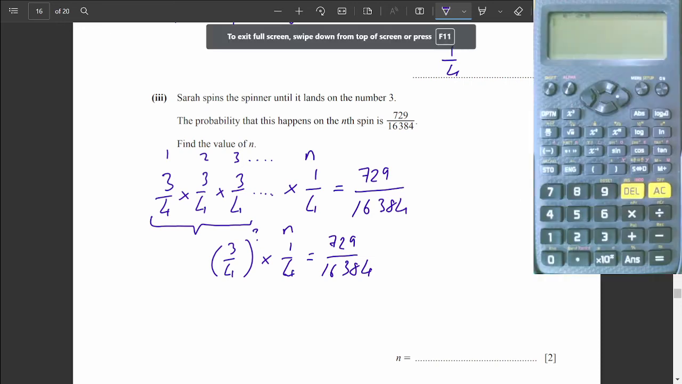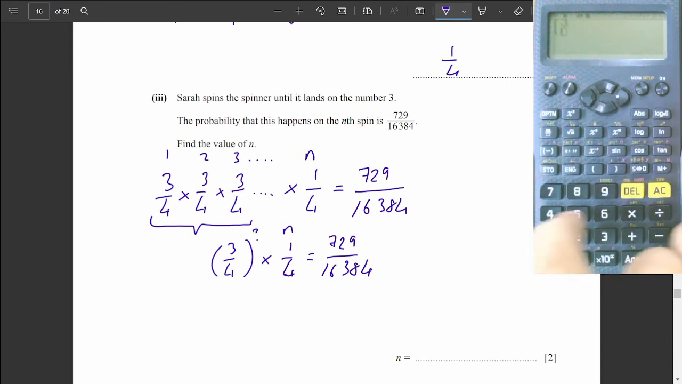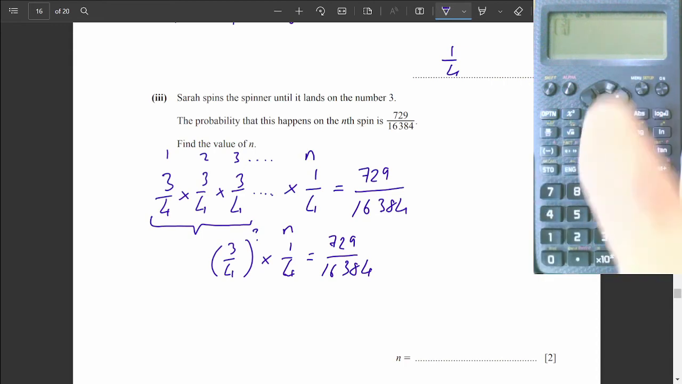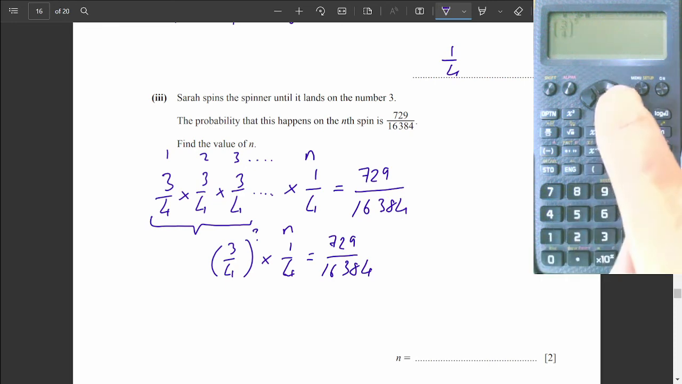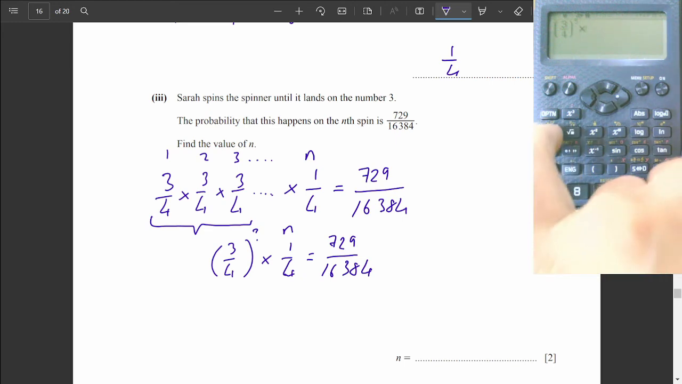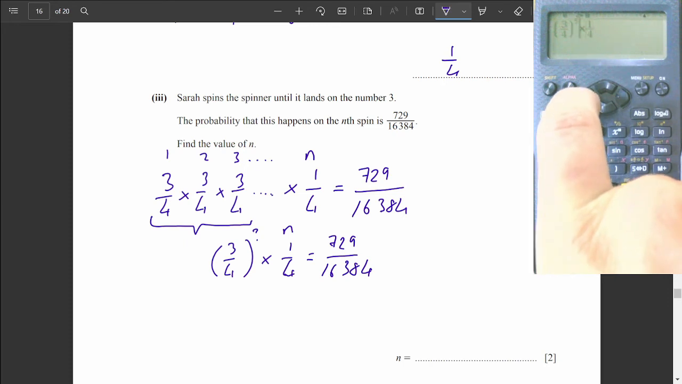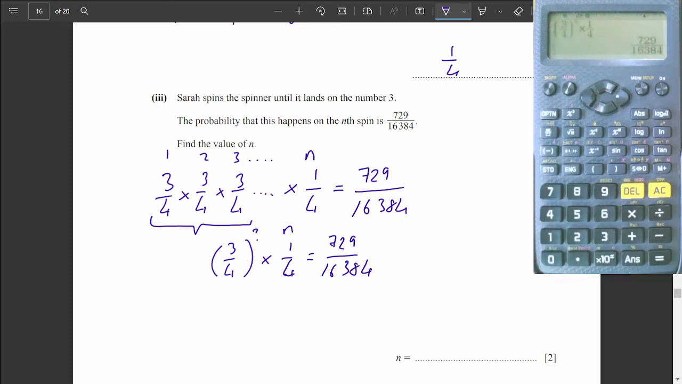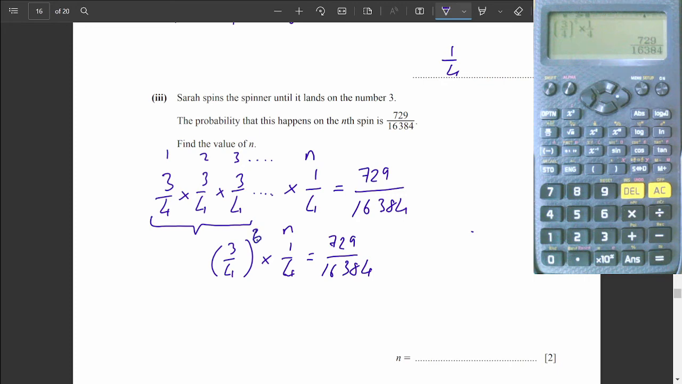Okay, so calculator, let's pick a number. Let's start. We go fraction 3 over 4, close bracket, there. Think of a number. Let's try 5, times 1 over 4. We get 243 over 4096. So 5 didn't work. Let's go a bit bigger. Let's try 6. Oh, we get 16,000. Yeah, we got it. 6. There we go. So this number here is 6.